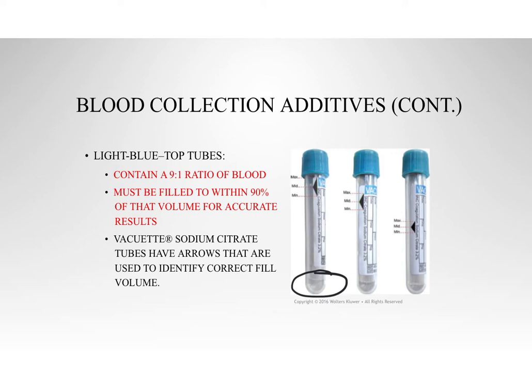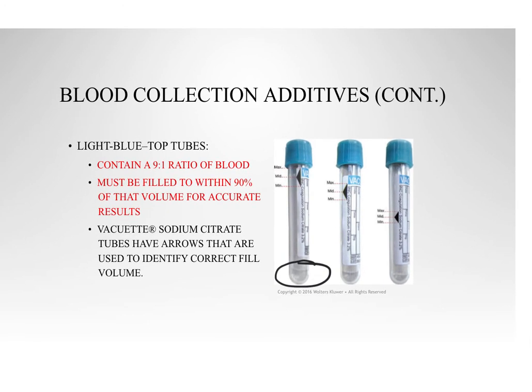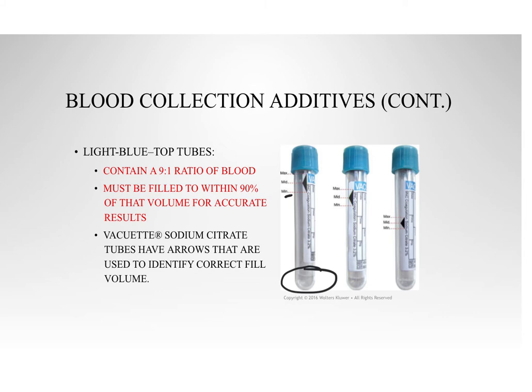If you draw in this tube here and you do not at least get to the minimum here, it will be rejected every time. This test has very specific parameters, and it can skew the test results if the ratio of blood to additive is not correct. So we always want to try to get it between the middle and the maximum there.